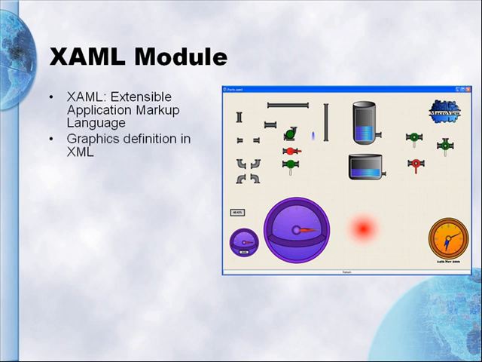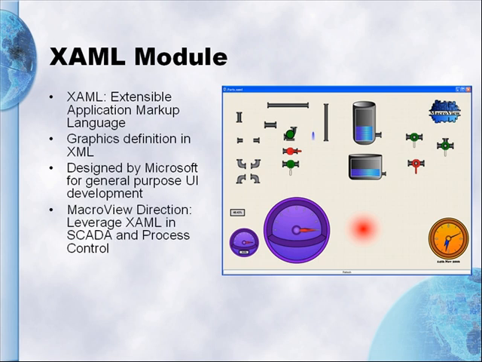So XAML is basically a graphics definition in XML. In actuality, it's any object, but we'll be using it primarily for graphic objects. It's designed by Microsoft for general purpose UI, so newer applications on Microsoft platforms will be using this technology. Our direction is to leverage it within the SCADA and process control arena.